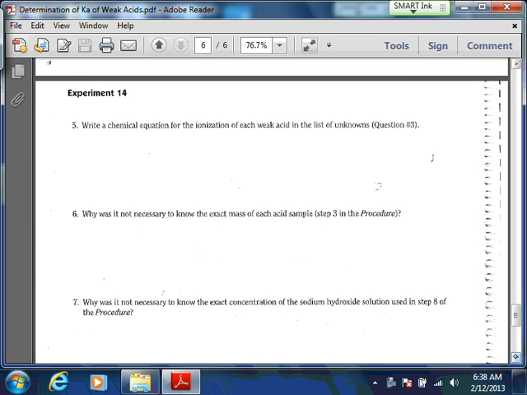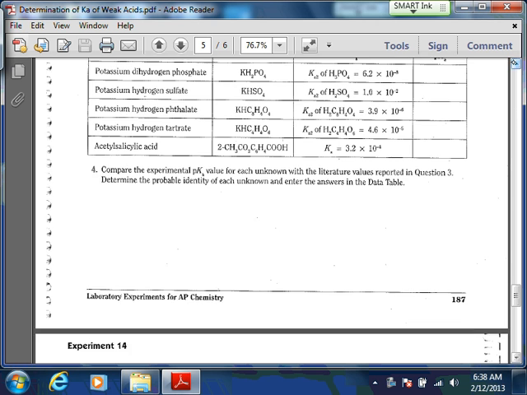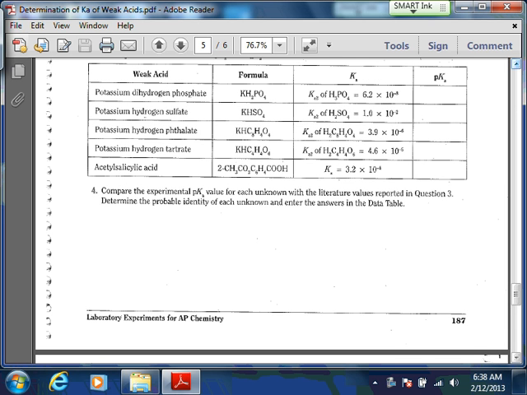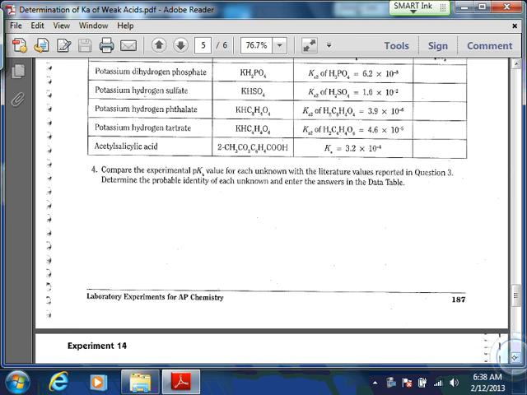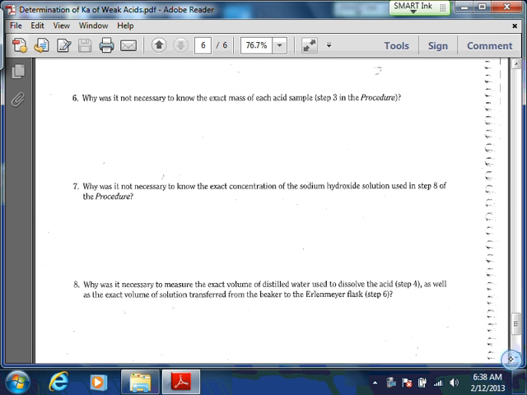Write a chemical equation for the ionization of each weak acid in the list of unknowns. That one's the one that's going to take you a little while, but honestly, there's 1, 2, 3, 4, 5 unknowns there, so it's not going to take you that long probably to figure all those out. Why was it not necessary to know the exact mass of each acid sample? I guess we can talk about that a little bit. Do I want to let you figure that out, or do I want to talk about it? I think you guys can figure that one out. So we're not going to talk about that one. You guys can do that.